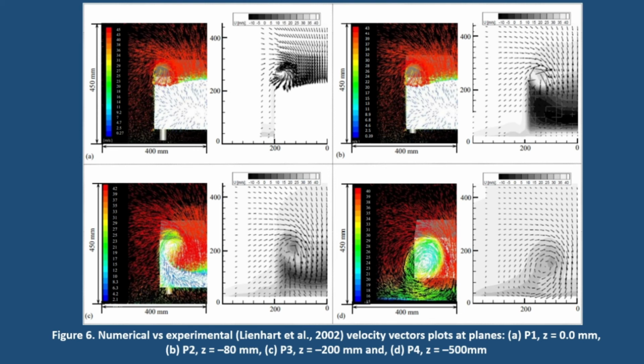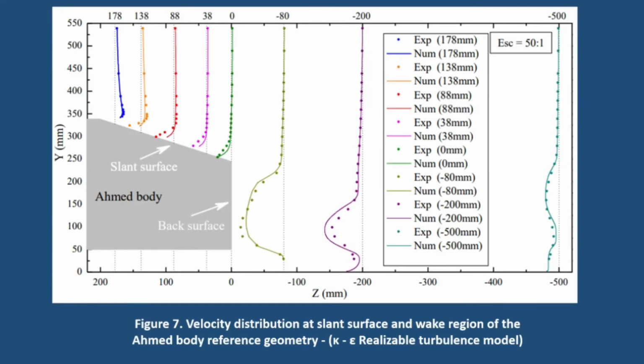In order to make a comparison of the velocity distribution in the previous planes observed, the same lines were created from the numerical results of this work and plotted as shown in figure 7, where the colored lines represent the numerical results and the colored dots represent the experimental results. Through this comparison, it was proven that the numerical results obtained truly represent the flow field around the Ahmed body reference. Now, let's see the conclusions of this research.